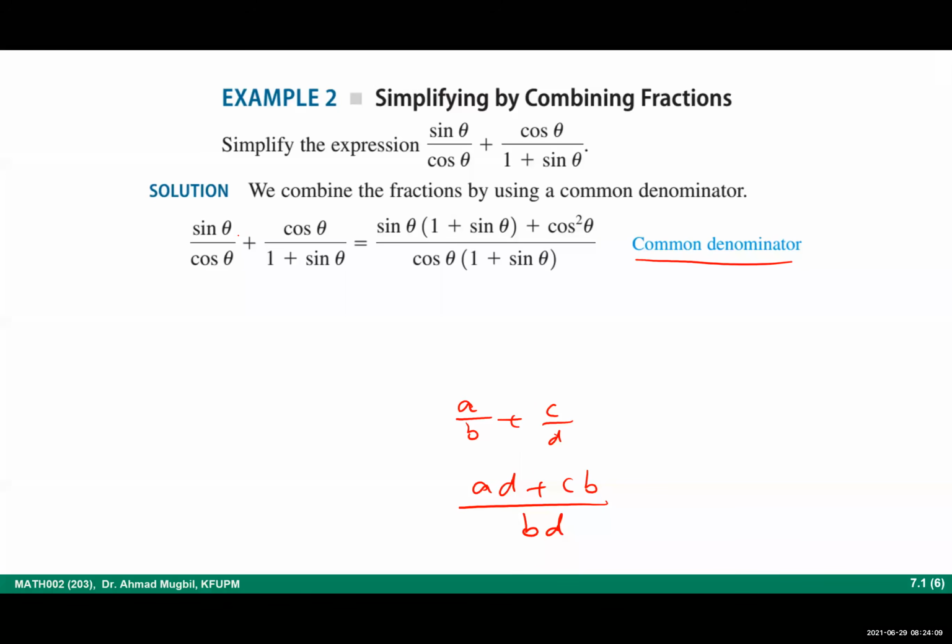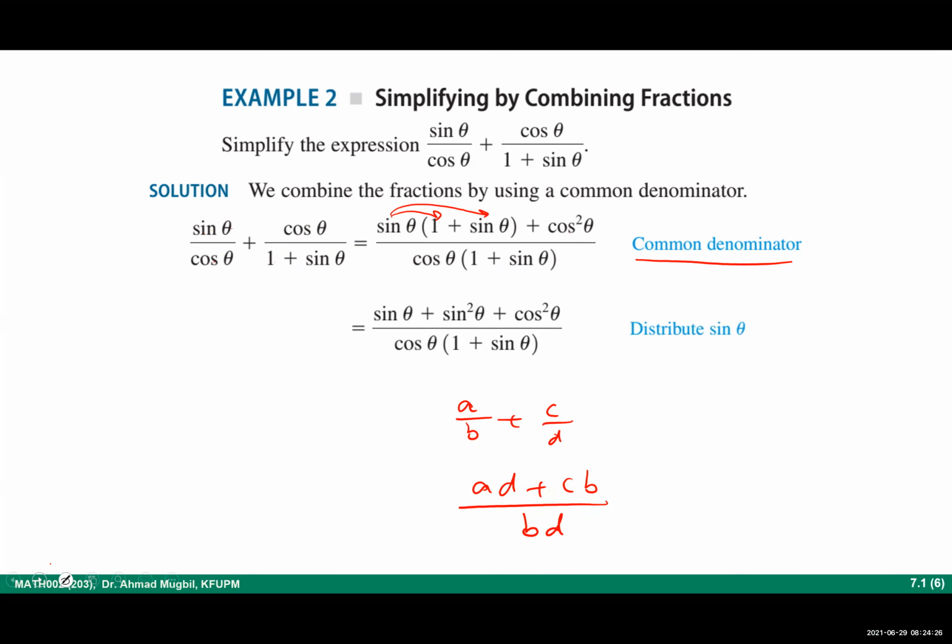Now, of course, to make them a single fraction, you need to multiply this by this and this by this. So we have here sine theta multiplied by 1 plus sine, and cosine multiplied by cosine, which is cosine squared. Now expand here, you need to expand also. So this will be the next step. So it will be sine theta plus sine squared theta plus cosine squared theta over all this.